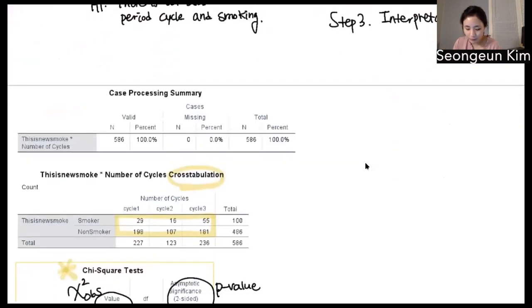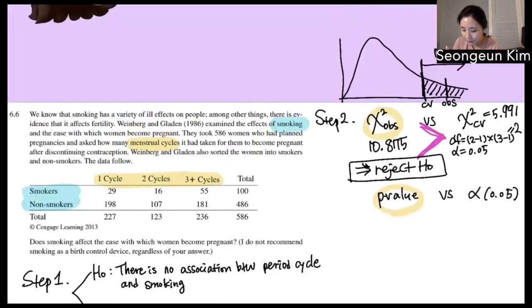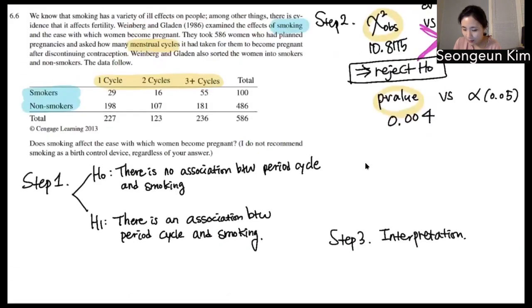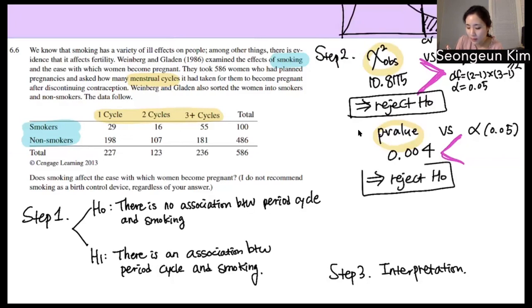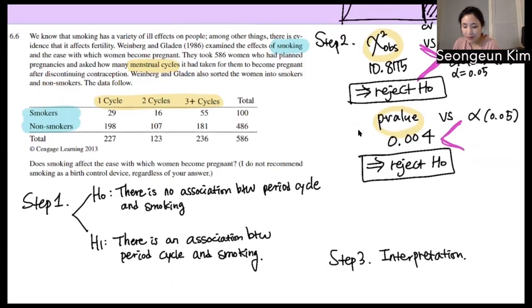The p-value was 0.004, and my alpha is 0.05. So my alpha is greater than my p-value. We have the same result: reject the null hypothesis. Therefore, we have compelling evidence that there is an association between period cycle and smoking.